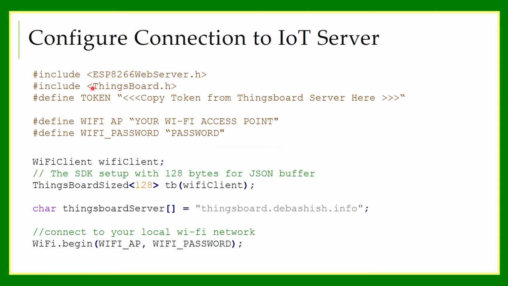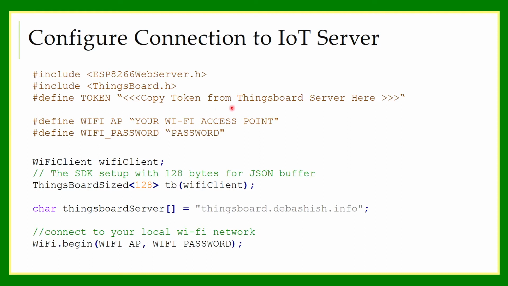So here is the program. We have to include the library. This library is said to be for a web server, but it also provides the Wi-Fi access client as well, and we need that to make our microcontroller a client to connect to the Wi-Fi access point. Then Thingsboard.h will provide the necessary libraries or functions to send data to the Thingsboard server we have created before.